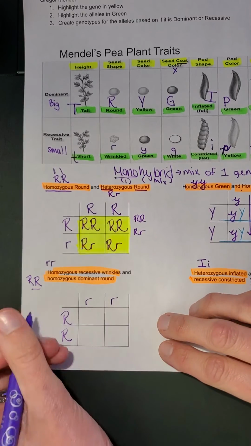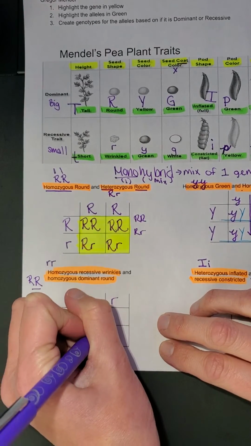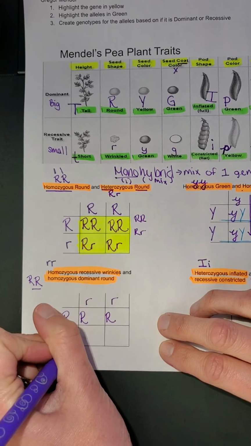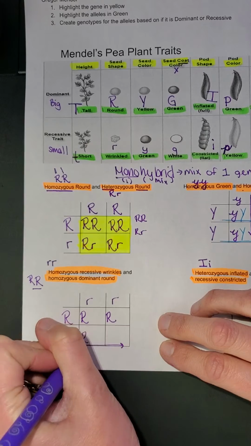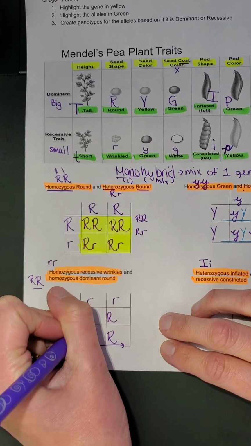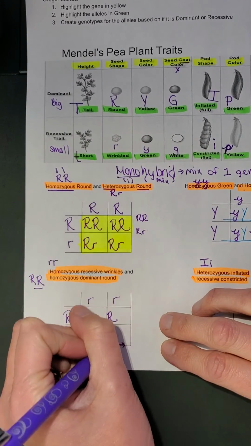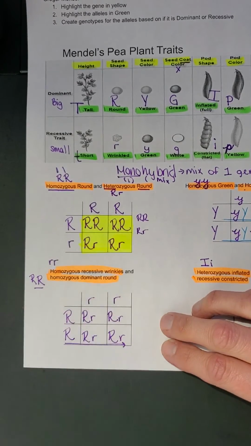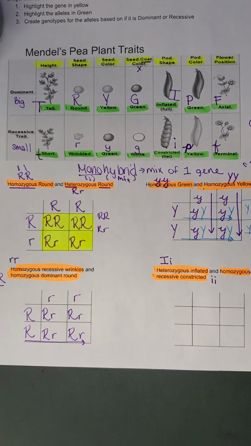Okay, so what you should have done was went across, then this one goes across, and then this one goes down, and this one goes down. Okay, now I want you to try it on your own.